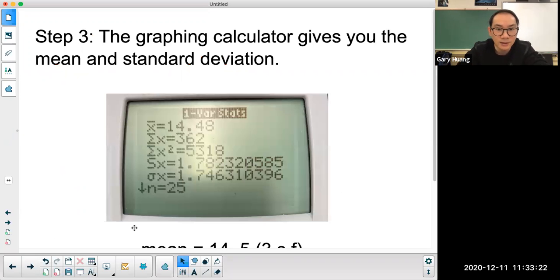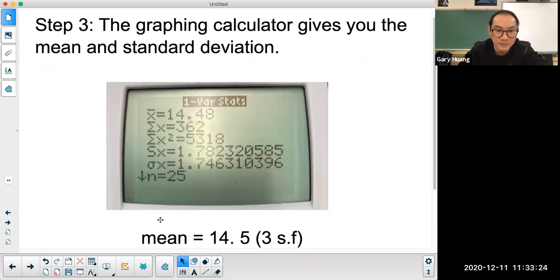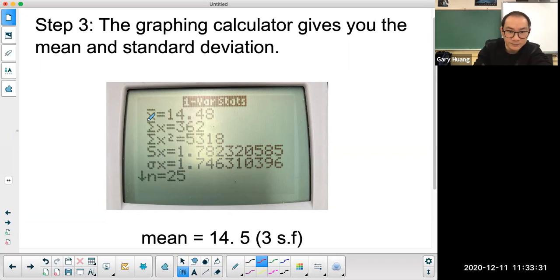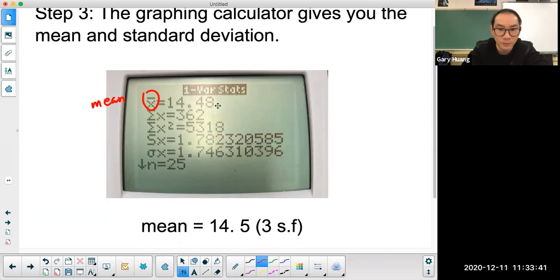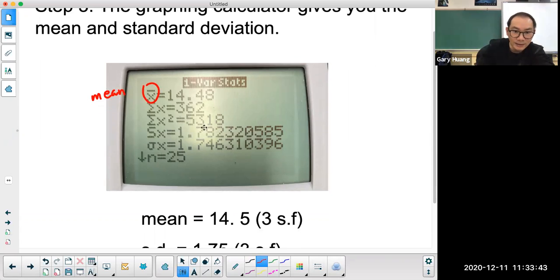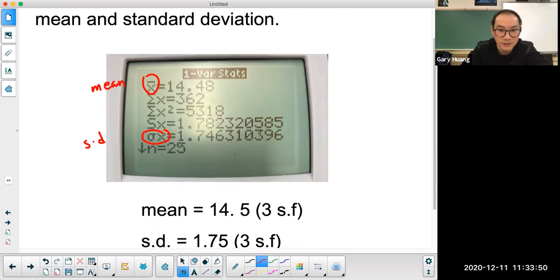Press Calculate, and your calculator will give you a list of statistical values, of which you will be given the mean as the first number right here. This is the symbol for the mean or the average. It's 14.48, which we round off to 3 sig figs as 14.5. And then we need this particular one. This one is your standard deviation. So the standard deviation is about 1.75 when you round off to 3 sig figs.